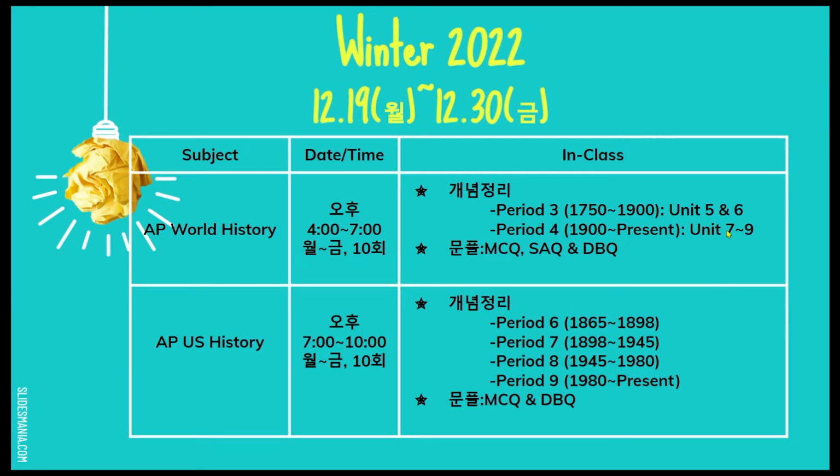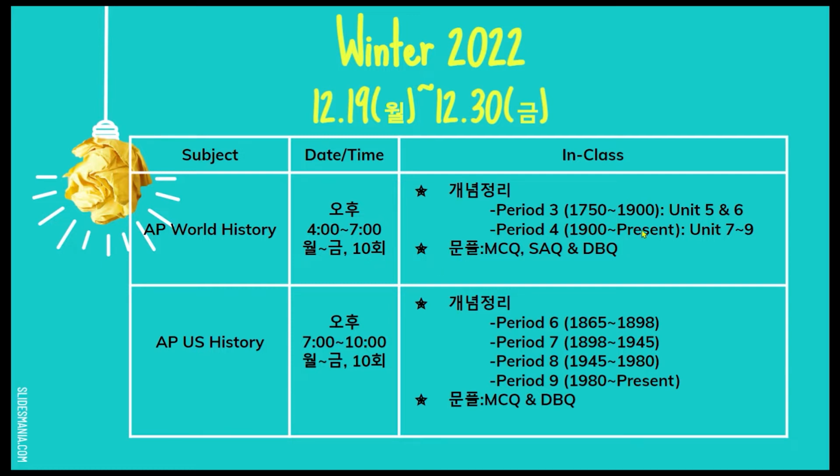This is a very brief syllabus of the winter classes. Both World History and US History will be 10 classes long, 3 hours long. Usually the first 2 hours will be lecture and 1 hour will be DBQ, although there's some flexibility there.